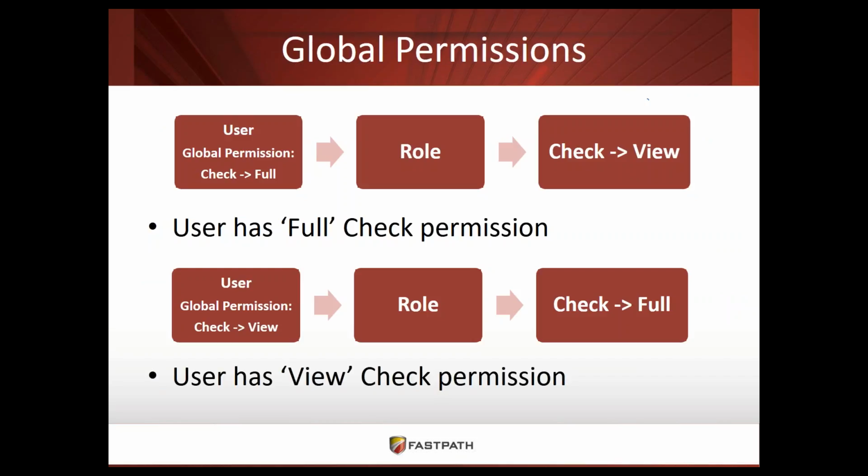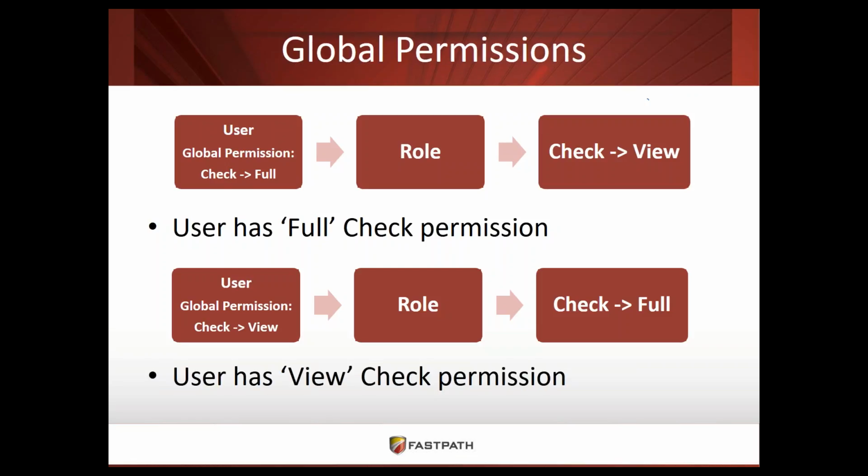So how do those global permissions play with the actual permissions that are included in the role setup? Let's talk about a couple scenarios here. First one would be a user has a global permission with check and the access level set to full, and then they also have a role assigned with the check permission and access level set to view. In this case, global permissions are going to take precedence over all other role-based permissions. So even though the role only has view access level to the check permission, since that user has a global permission with the full access level, they're going to have full access to checks.